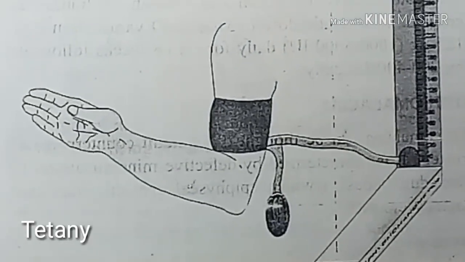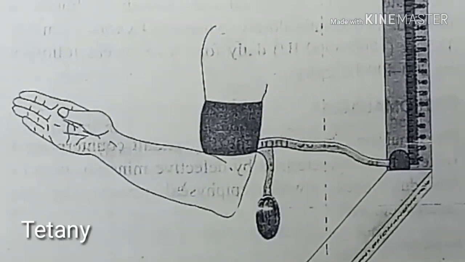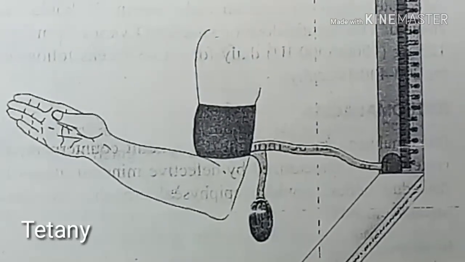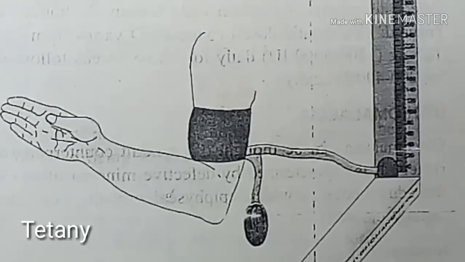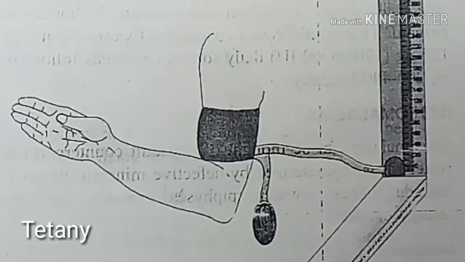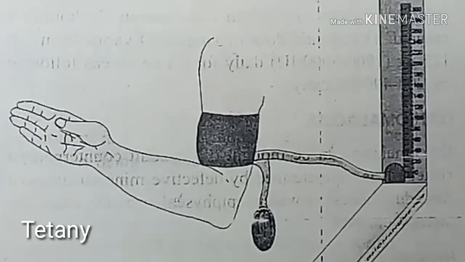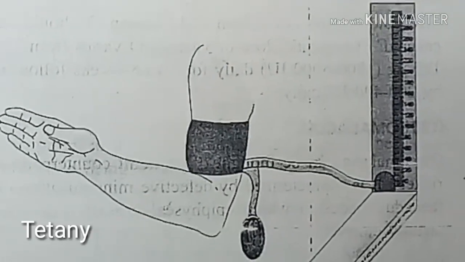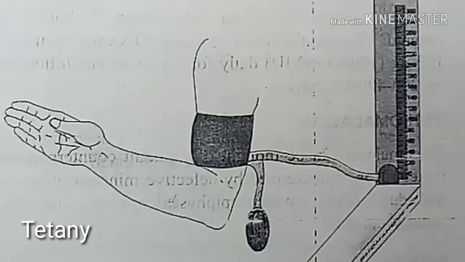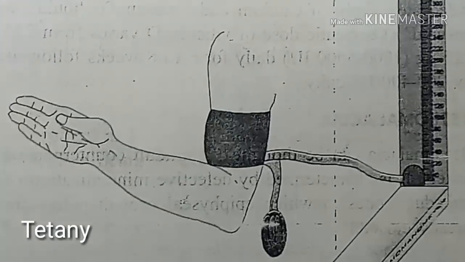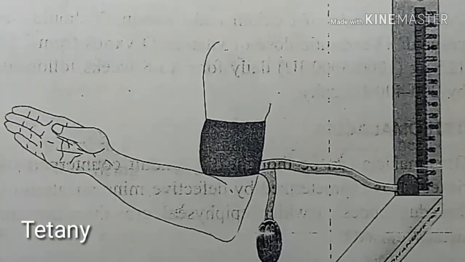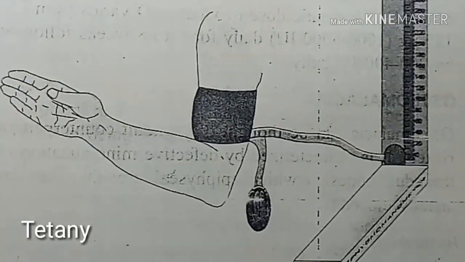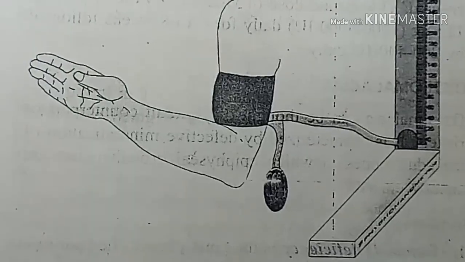Another provocative test is Chvostek's sign, and it refers to tapping of the facial nerve at the angle of jaw that results in twitching of the facial muscle. That is also due to increased excitability of the nerve by mechanical stimulation. Also, in patients with latent tetany, voluntary hyperventilation can bring about tetany by producing alkalosis.